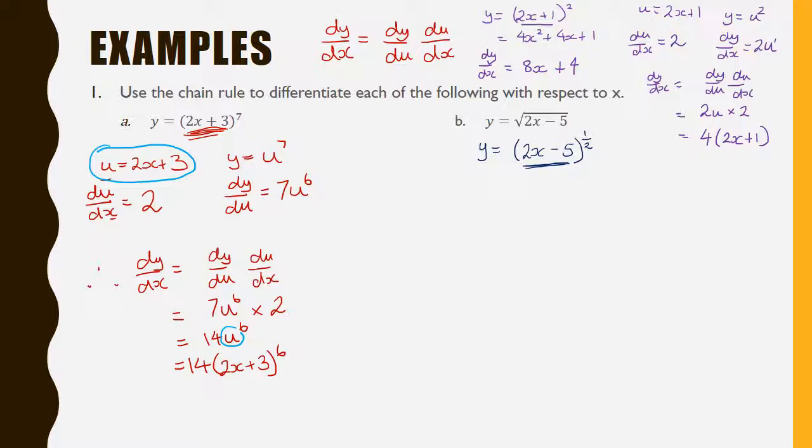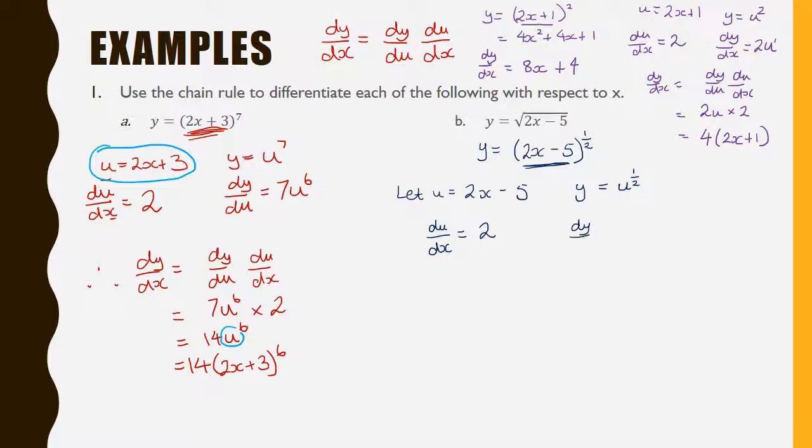So we will let u equal our inside function, 2x minus 5. That means that y equals, if u equals 2x minus 5, we will have u to the power of a half. I differentiate both of these. The derivative of 2x is 2. The derivative of negative 5 is 0.